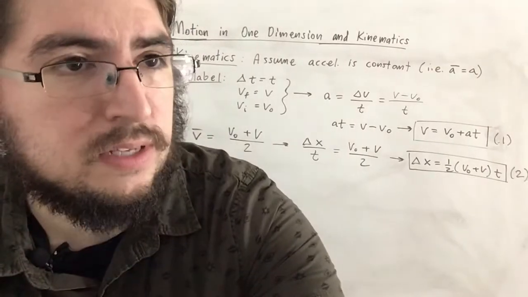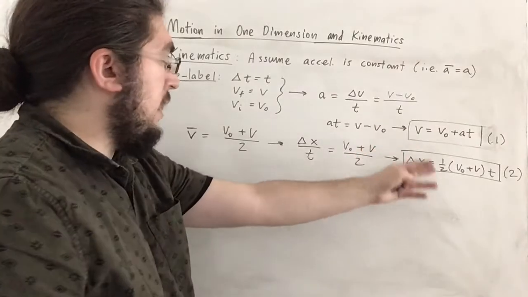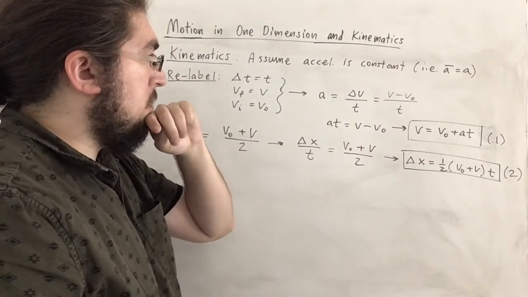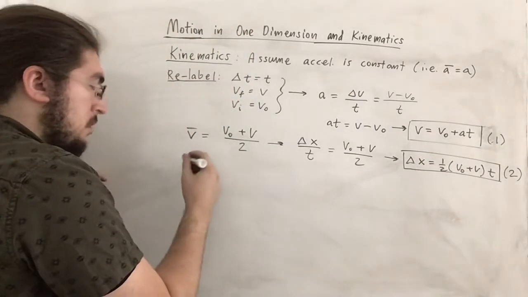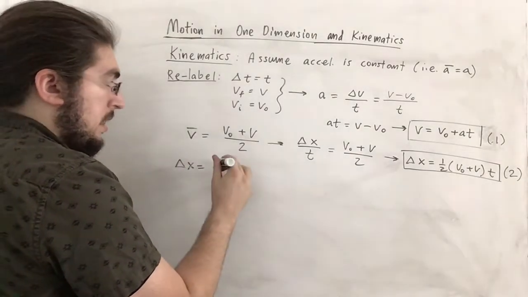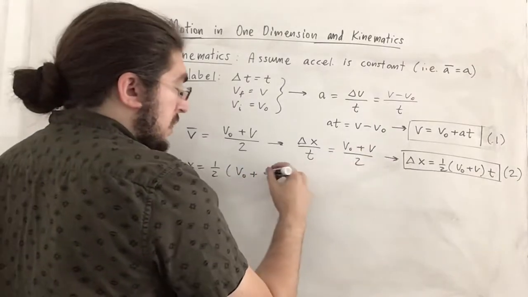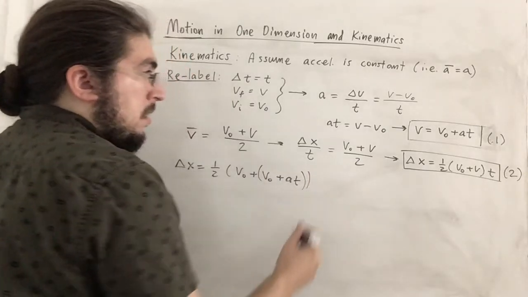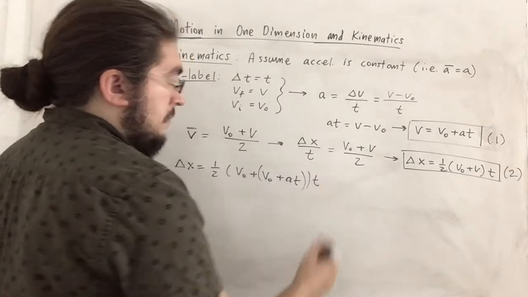By the way, let me move this a little bit so we can see what I've written there. So I'll substitute that in here, and now we'll get a new equation. We'll get delta x is equal to 1/2 times the quantity v naught plus v, but we know v is equal to v naught plus at from our first kinematic equation, and then this is times t.